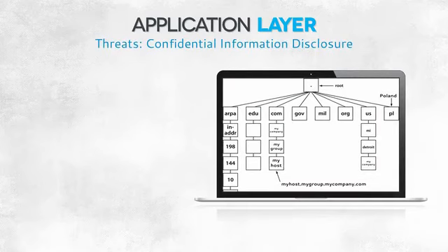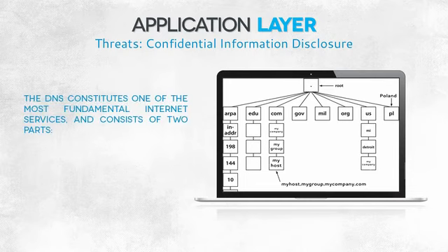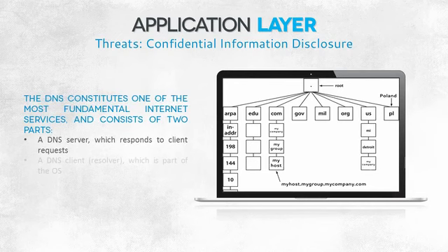The last layer of the OSI model we should examine is the application layer. There are a lot of application protocols. For now, we will only be interested in the protocols associated with the network infrastructure services. The first of those is DNS.